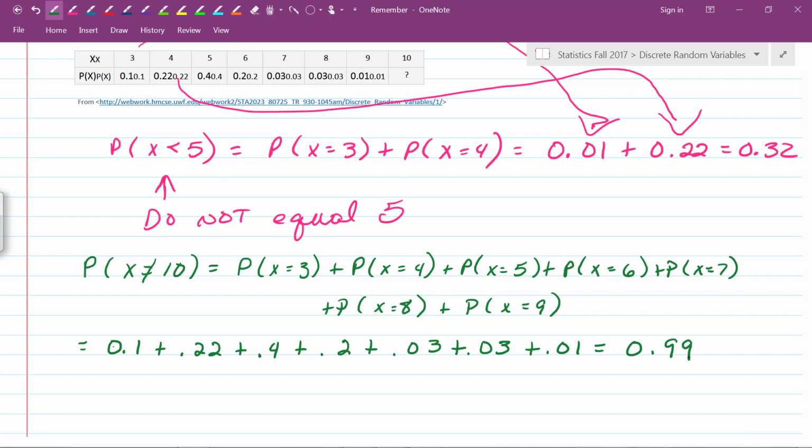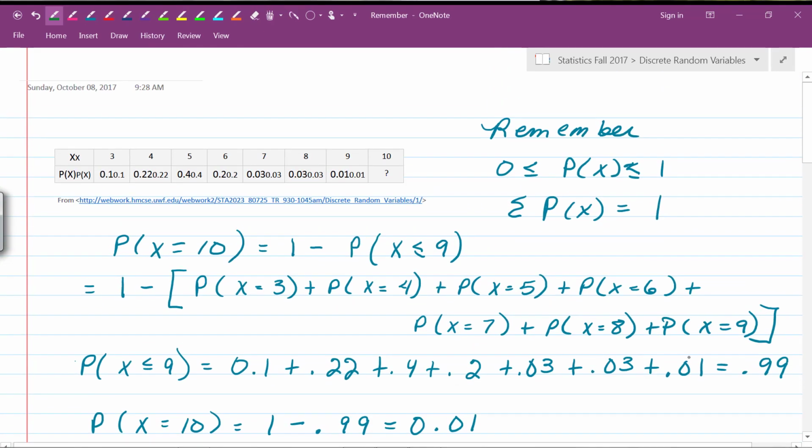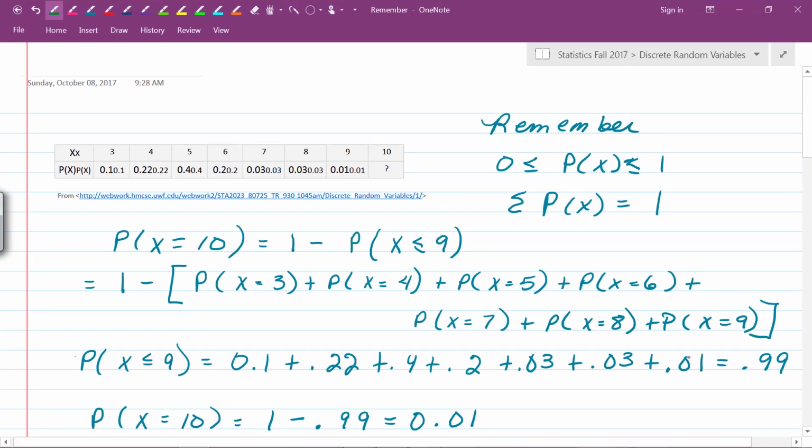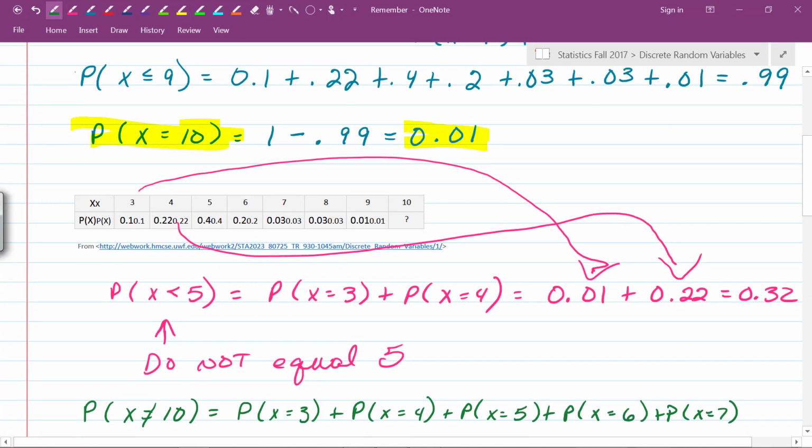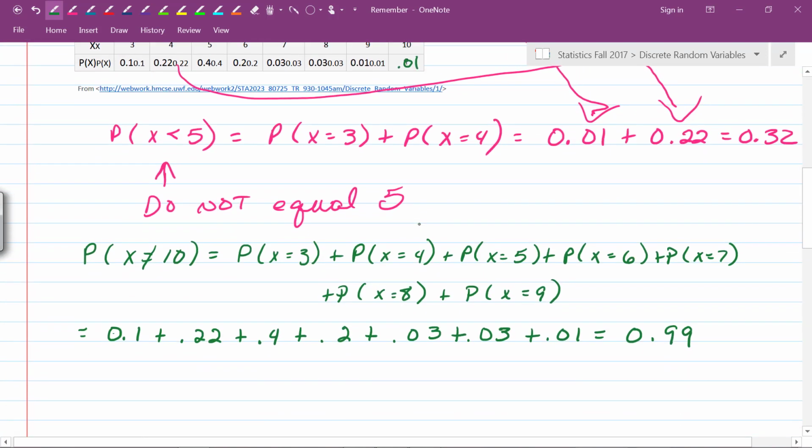Another way of doing it is this. Since we've already calculated what the probability is that x is equal to 10, we did that up here, and we said that the probability that x is equal to 10 is 0.01. That is right here. Because we already have that, we could come right in here. We could say this is 0.01 right there, okay?